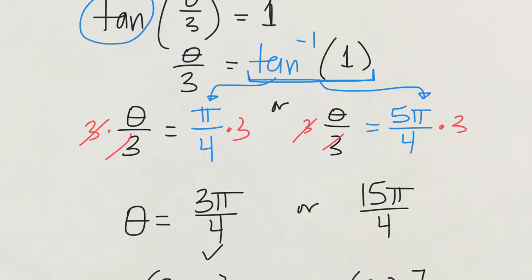How do we know? Well, what's 15 divided by 4? That's 4.75, because 16 divided by 4 is exactly 4, so 15 divided by 4 is 4.75. 4.75 is bigger than 2. So we have to throw away this answer because it's not in our domain. Our answers have to come from between 0 and 2 pi. 15 pi over 4 is too big, so it doesn't work for this problem.